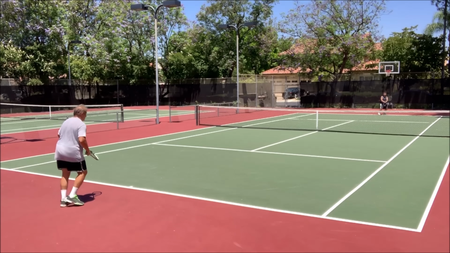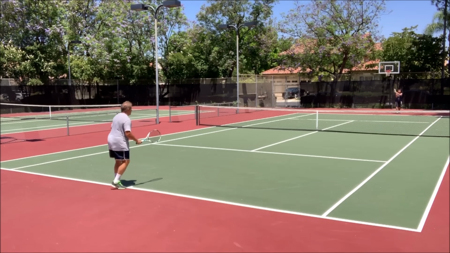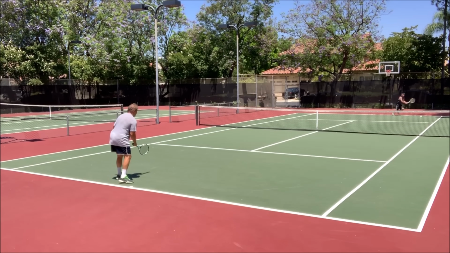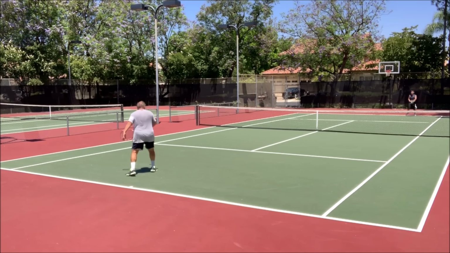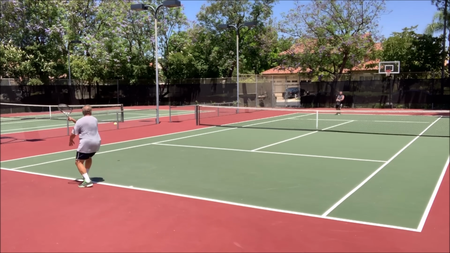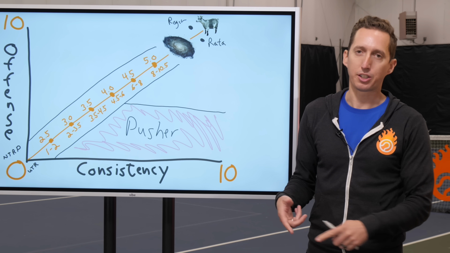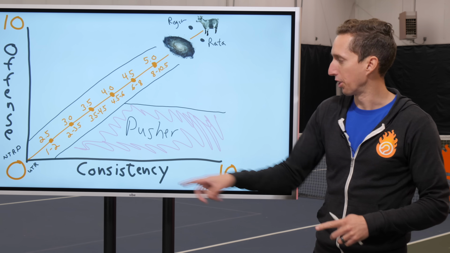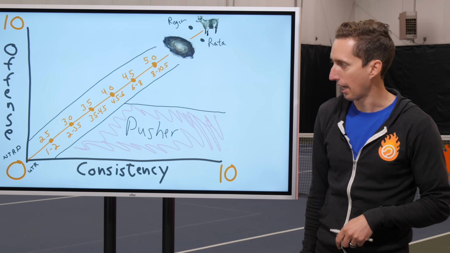a pusher. So this is somebody that doesn't care at all about weapons. All they care about is just putting the ball back in play. Doesn't matter to them how fast it is, how much spin there is. All they care about is just putting the ball back in play. And whatever you want to call this player, dinker, moonballer, pusher, it all kind of falls into that category.